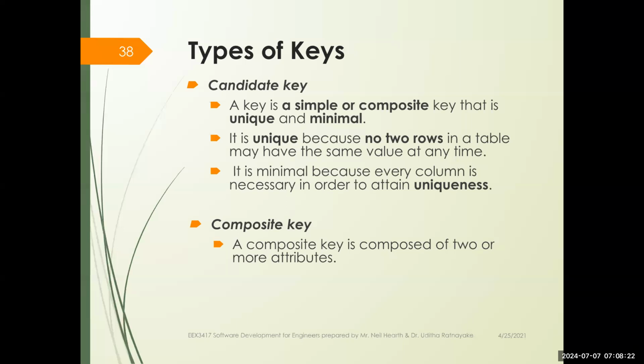Types of keys: candidate key, composite key. Candidate key: when a software company analyzes, they separate data into tables. Then they identify the best attributes to give as a primary key. That is called a candidate key. A key is a simple or composite key that is unique and minimal.